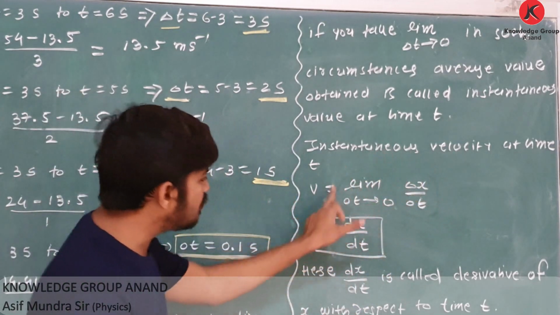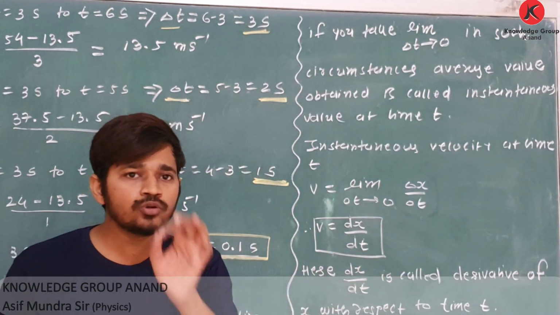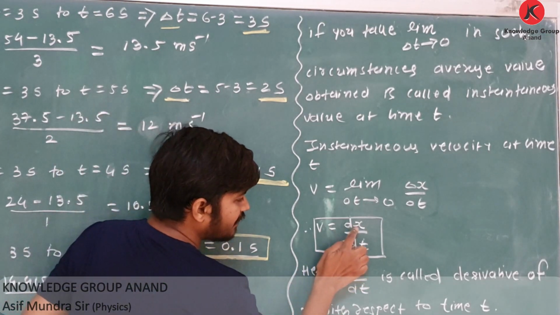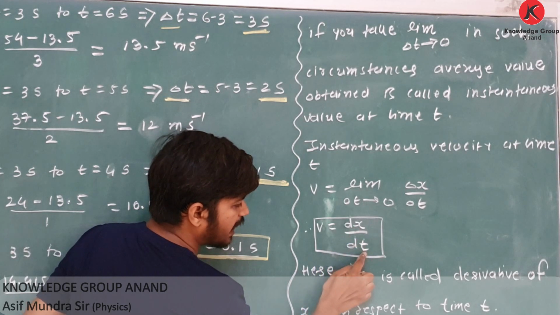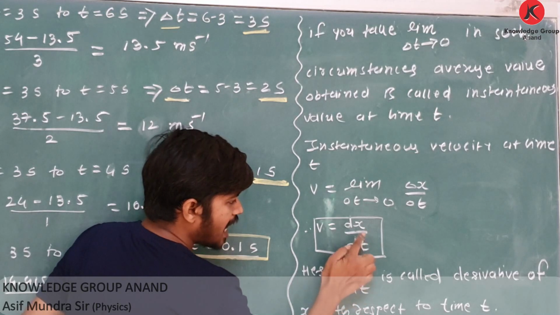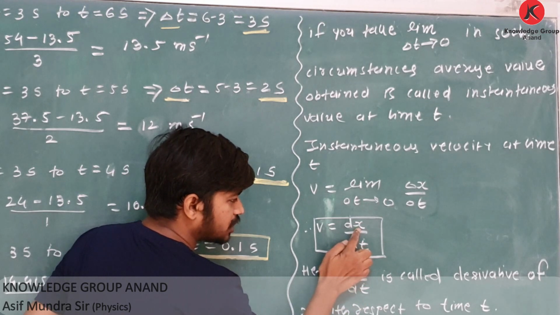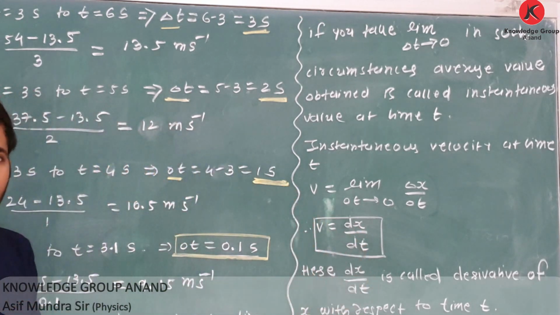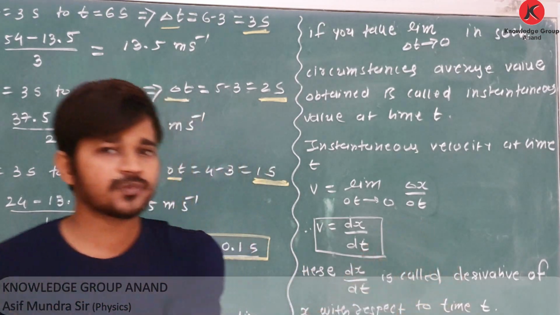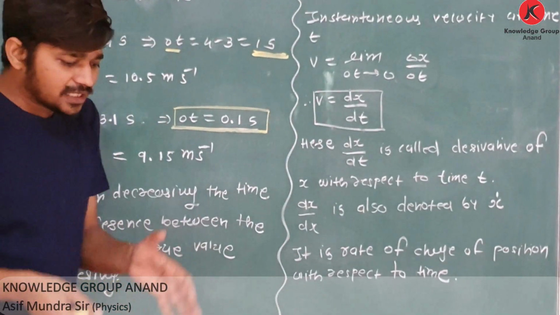This whole term in maths is indicated by dx upon dt. How to read this? dx upon dt is called the derivative of x with respect to t. The derivative of position with respect to time. And it gives the rate of change of position with respect to time. Clear? So this is the relation.